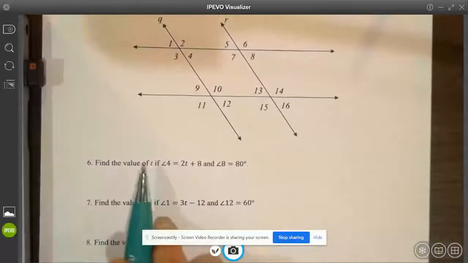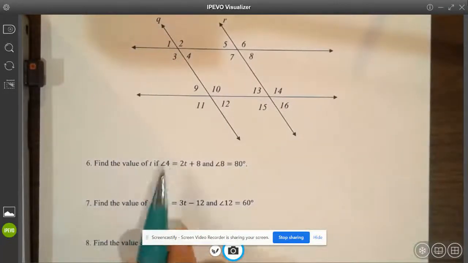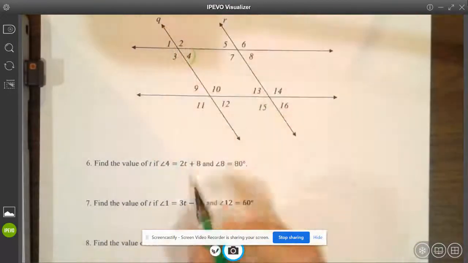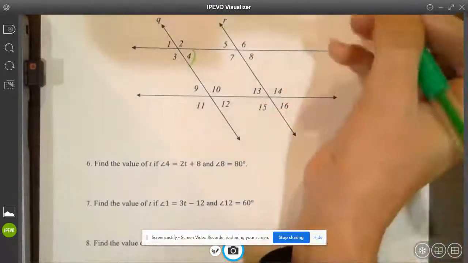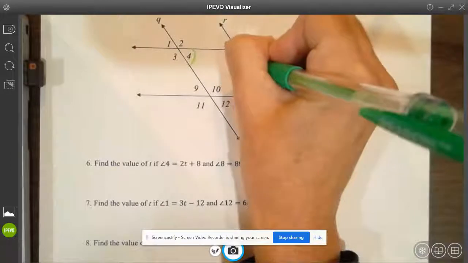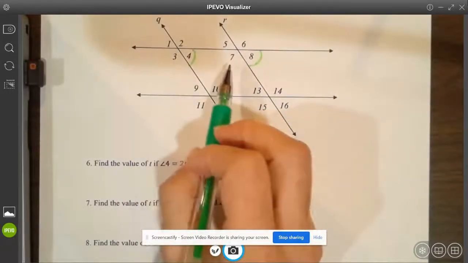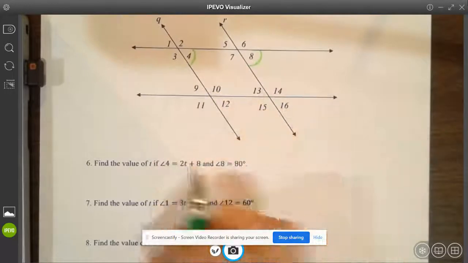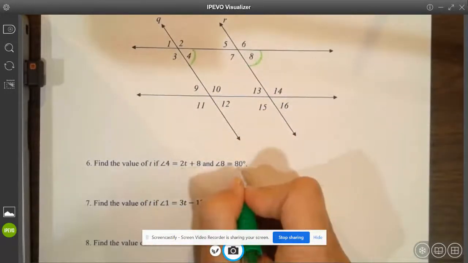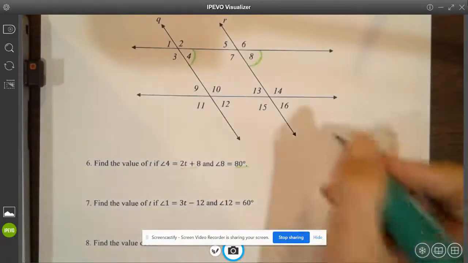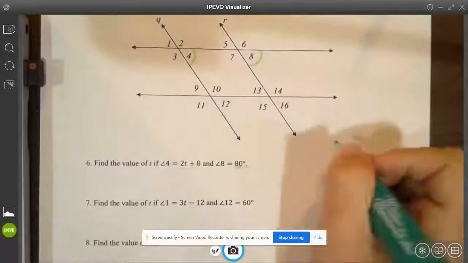So find the value of t if angle 4, so angle 4 is right here, and then angle 8 is right here. They are on the same side of the transversal, and these two lines are parallel. That means that these two expressions or values are equal to each other, because they're corresponding angles. So let's set them equal to each other and find the value for t.